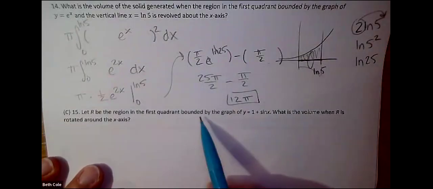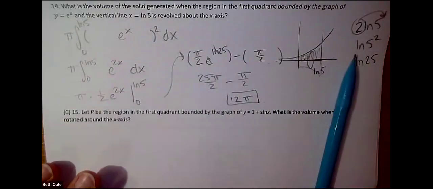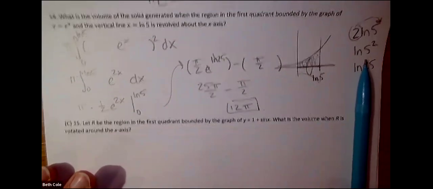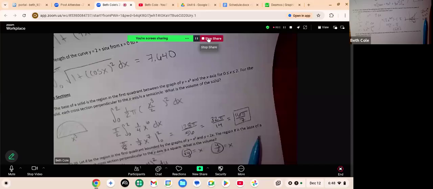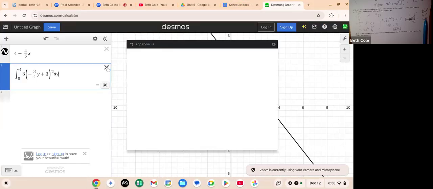This one is calculator. We want the graph 1 plus sine of x, and we want to revolve around the x-axis. I'm going to just go ahead and type it in since it's calculator allowed. I feel like you get to use your calculator a whole lot more with this unit than any of the other ones we've done so far.